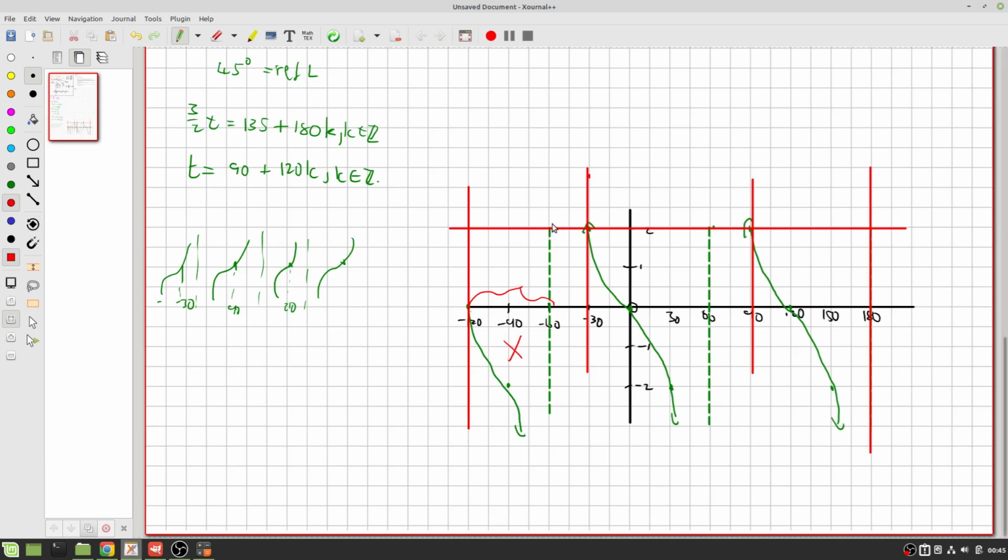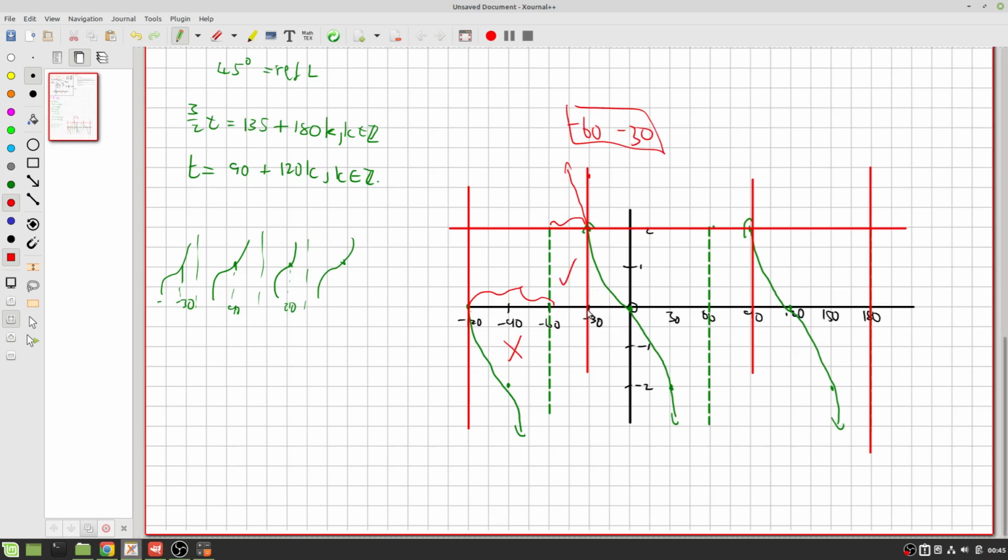So between negative 60 and negative 30, what happens here? Yes, here the graph is above the line 2. So far we have from negative 60 to negative 30. That's one part of what we want. Then between negative 30, so let's make a right correction mark here.